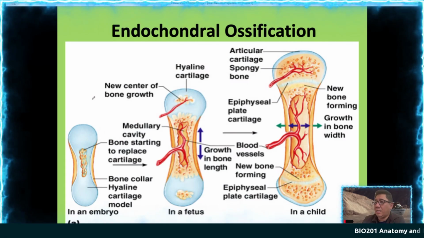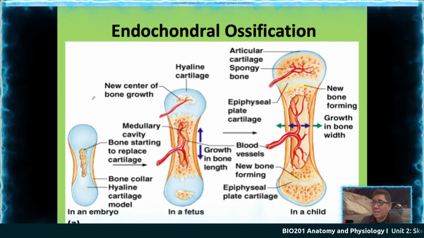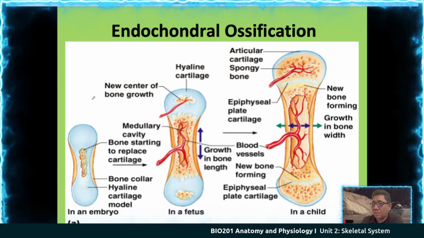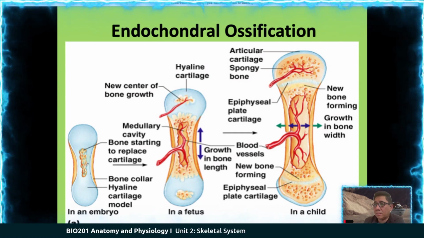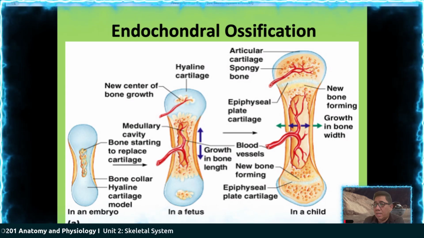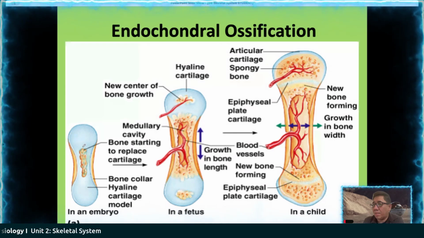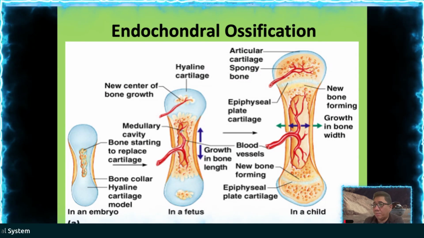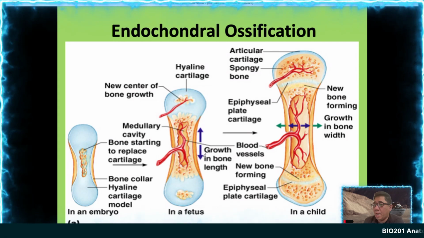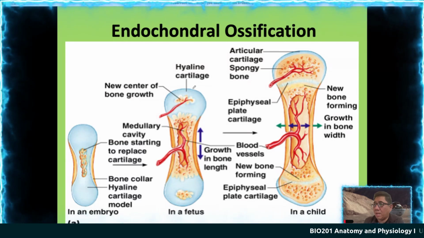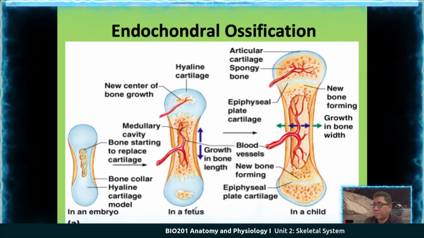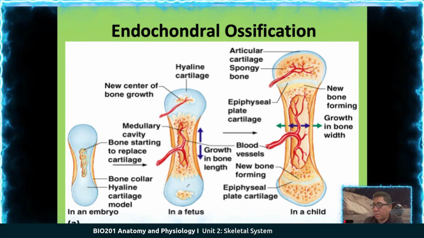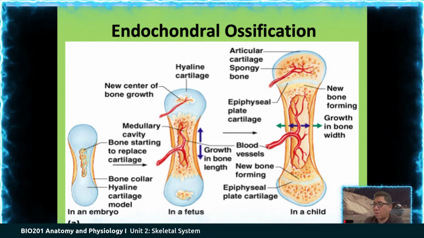Okay, so this is the picture of the endochondral ossification. What it looks like, you have the medullary cavity start to form in the middle here, and the growth in the bone length. The center of bone growth would be in the tip. These are the places where the bone actually will grow.